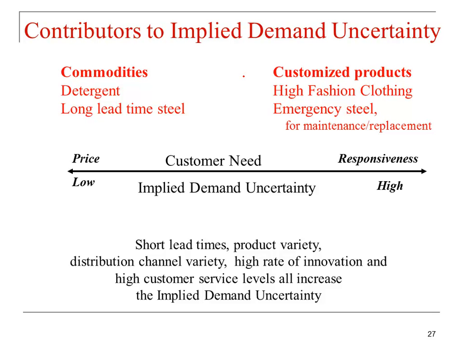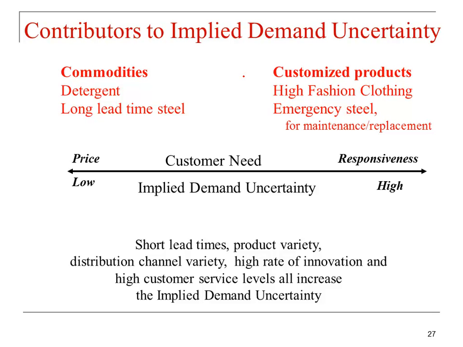As this applies for any type of system, there will be some type of uncertainty in your supply chain, your company, in your manufacturing plant. So we need to plan for that as well. So, for instance, commodities such as detergent, long lead time steel, and so on. And we also have some type of customized products here.